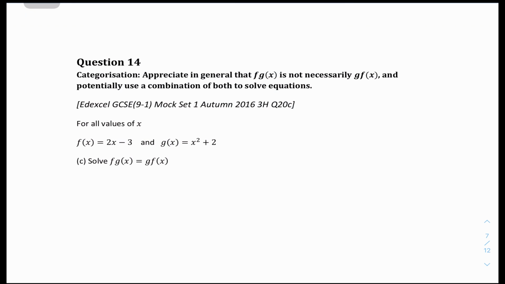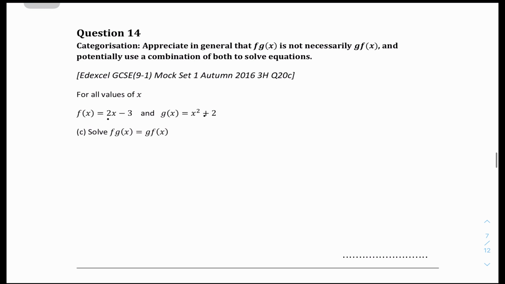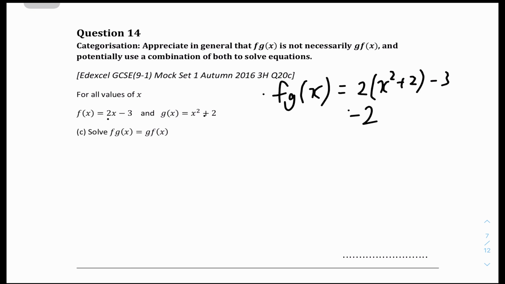Then we have question 14. For all values of x, we have f of x equals 2x minus 3 and g of x equals x squared plus 2. Solve f of g of x equals g of f of x. So we have to find what f of g of x is first. By putting g of x into f of x, you will get 2 times (x squared plus 2) minus 3, which is 2x squared plus 4 minus 3, which is plus 1. So that's the first thing.